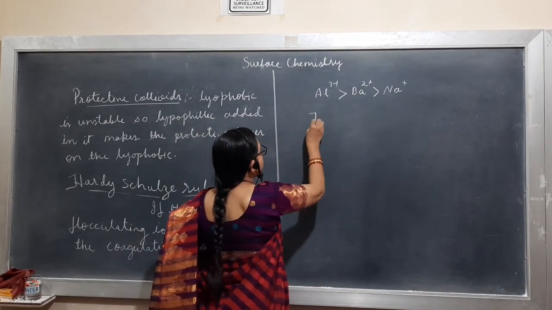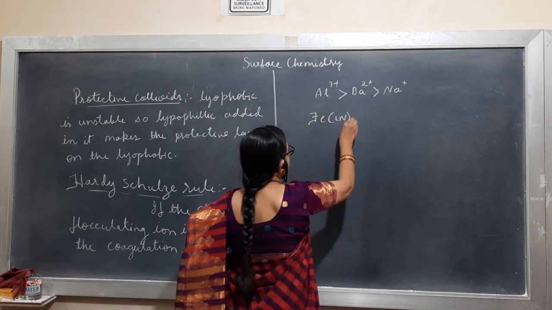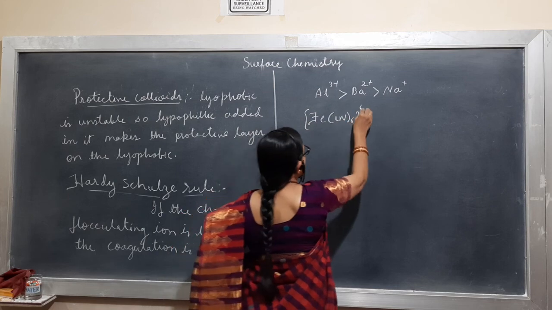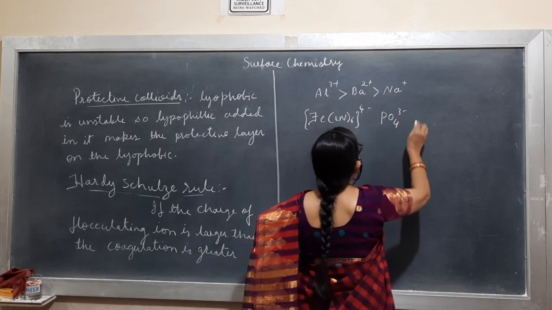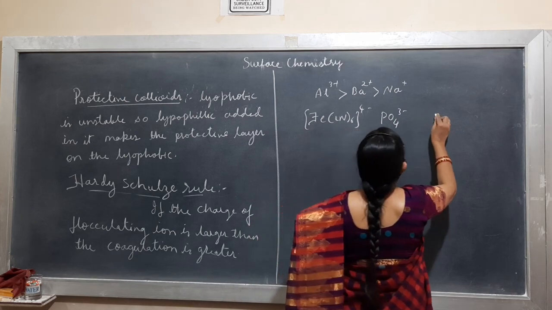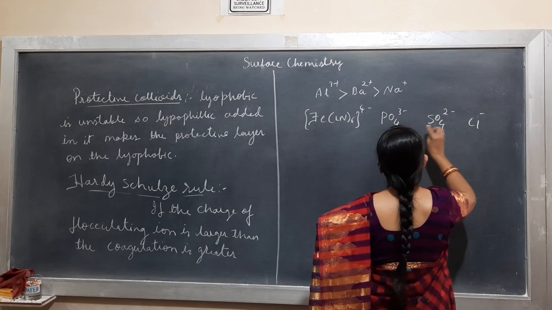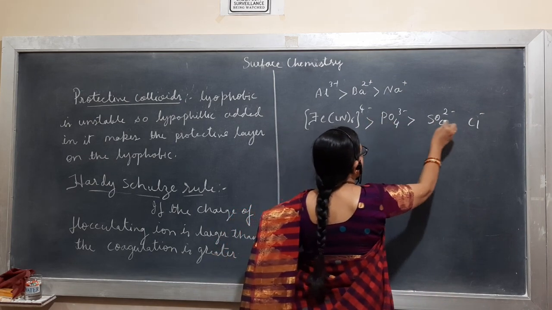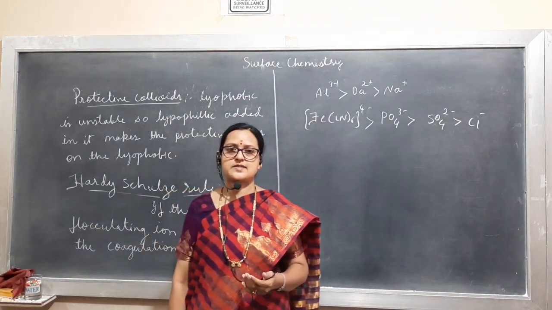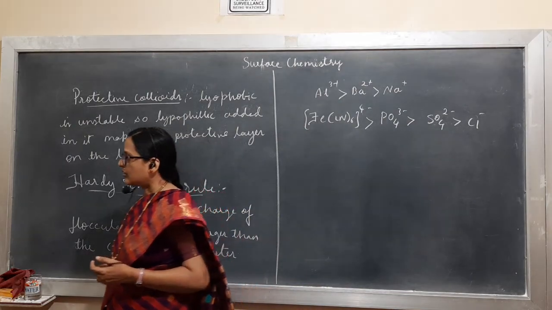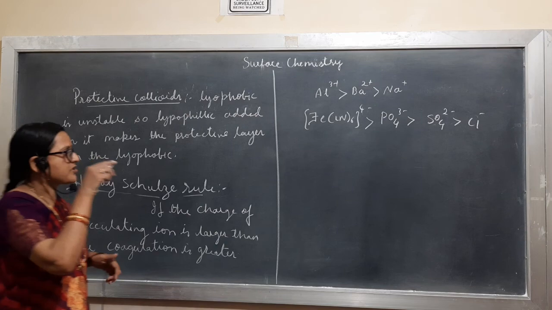One more example we can take. If we take FeCl6, the charge on this is 4 minus. Then if we take phosphate, then we can take sulfate and then Cl minus. These have greater capacity to coagulate due to larger charges. After this, we are going to study the next thing called emulsion.